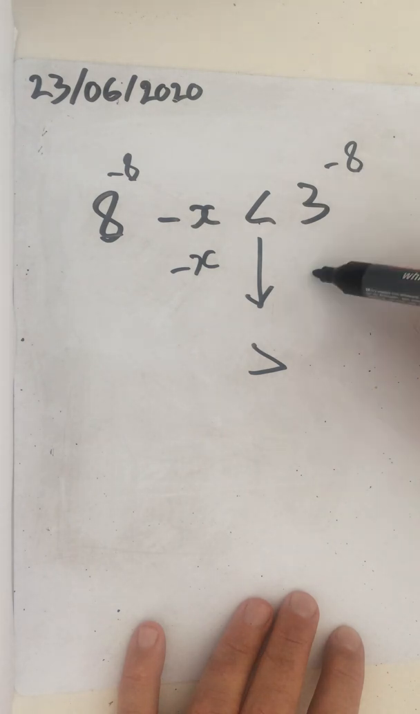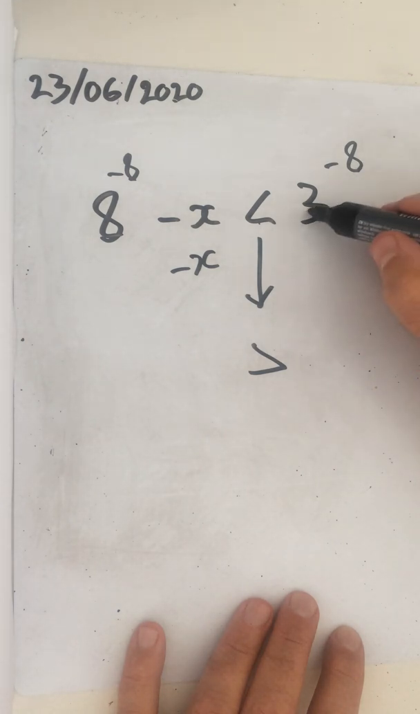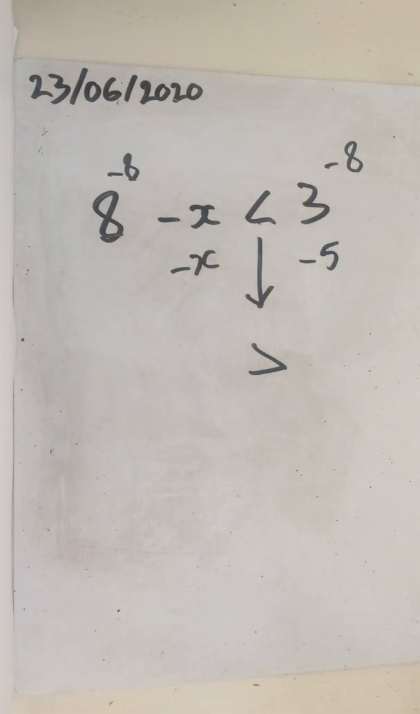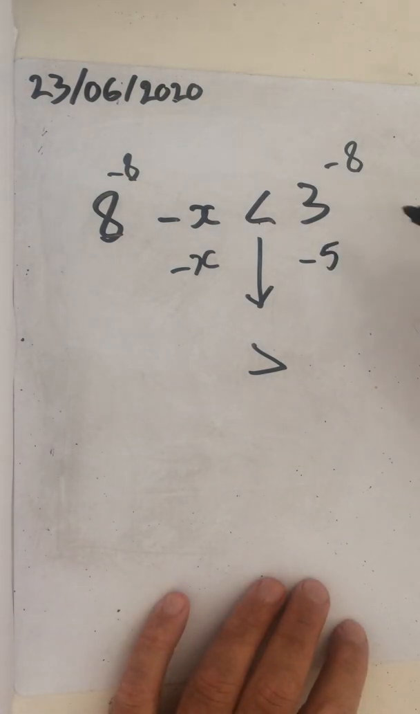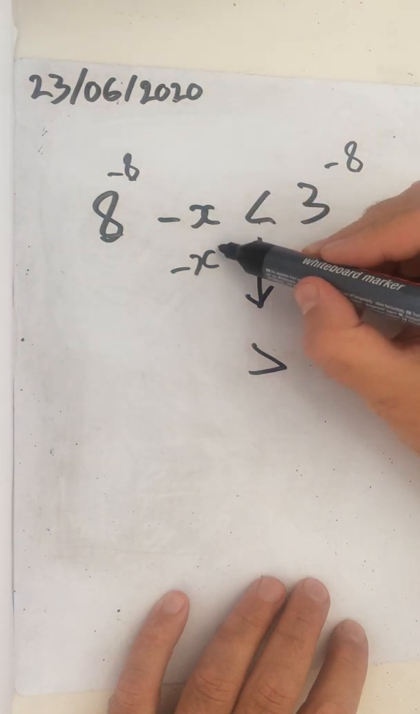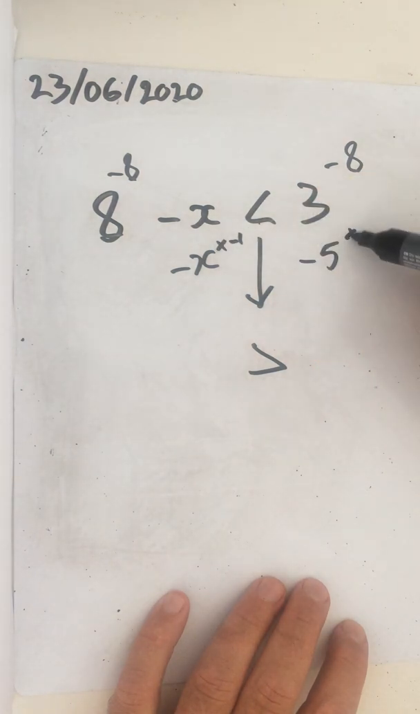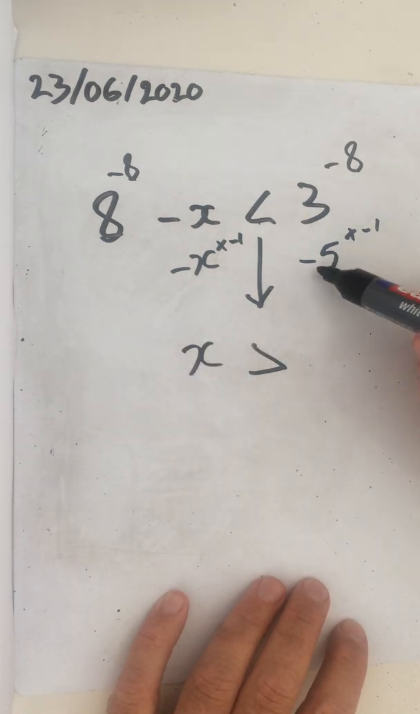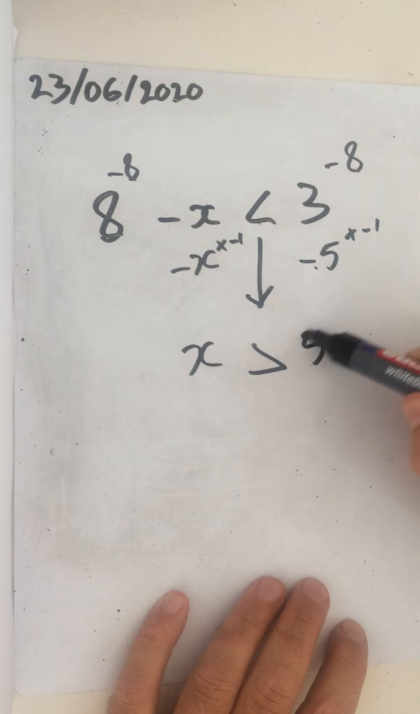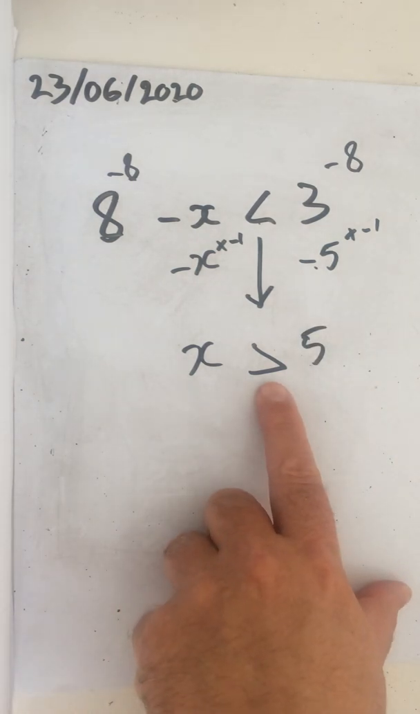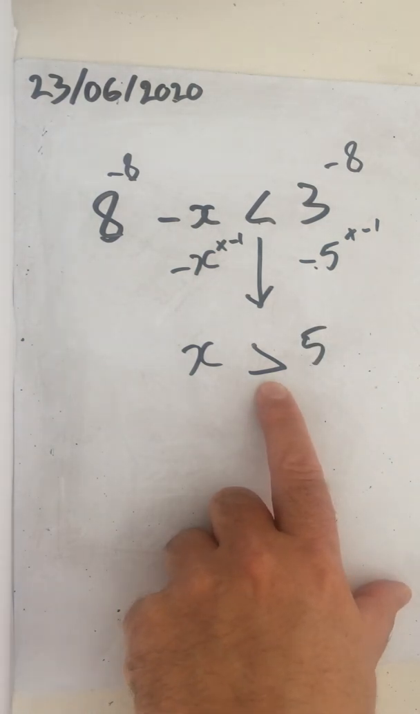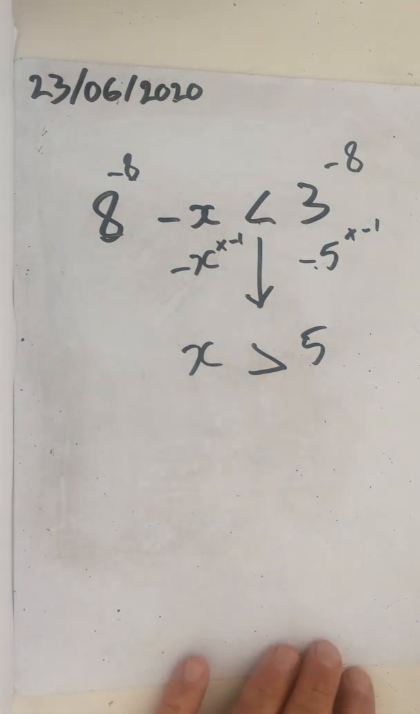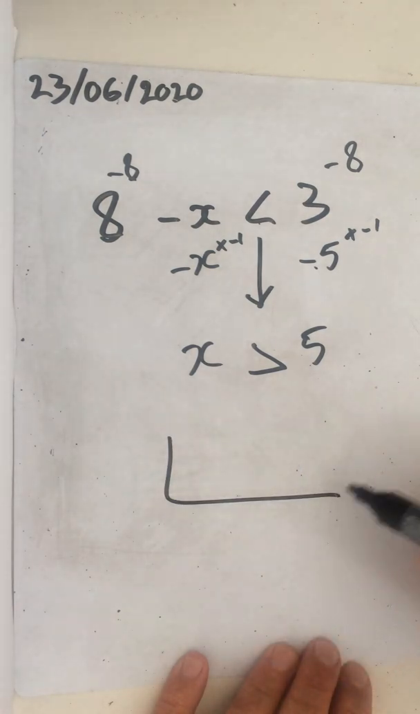Now we're left with minus x on one side, and 3 take away 8 is minus 5 on the other. Okay, minus x is less than minus 5. Then all we have to do here is times this by minus 1, times that by minus 1, and we get x, and minus 5 times minus 1 is 5. And we've swapped the sign over there. So here, x has to be bigger than 5.